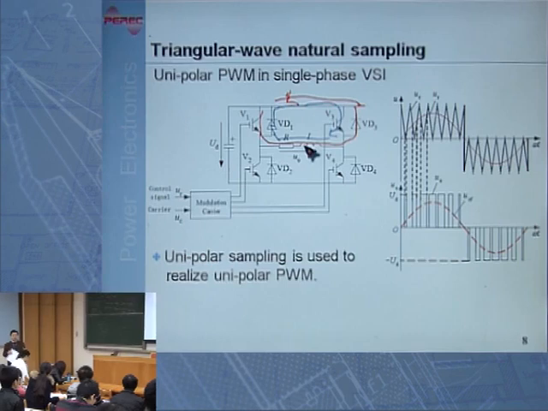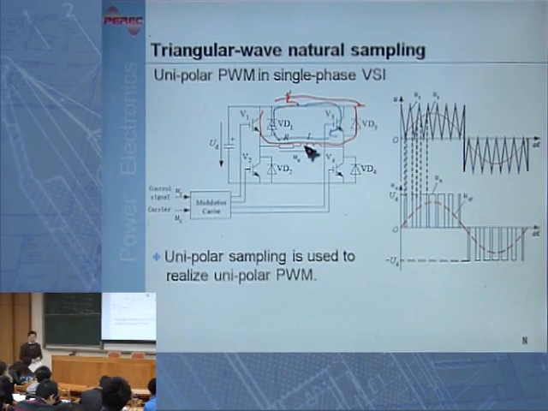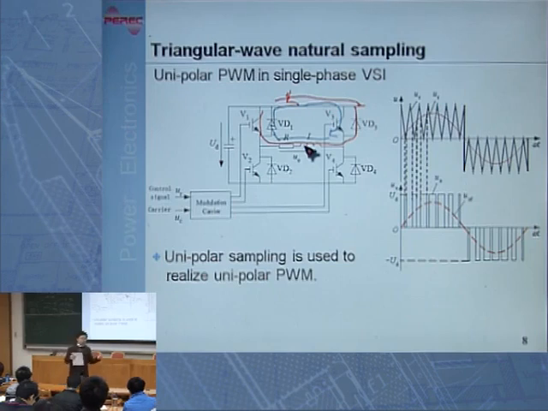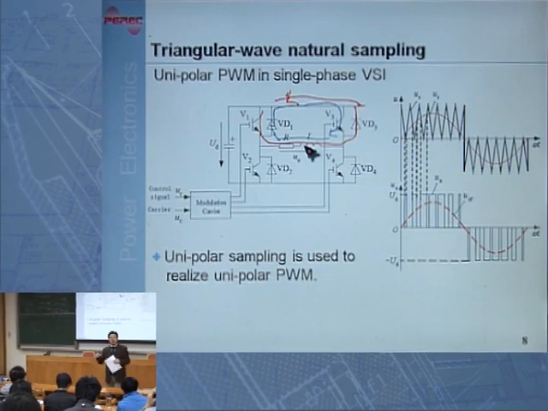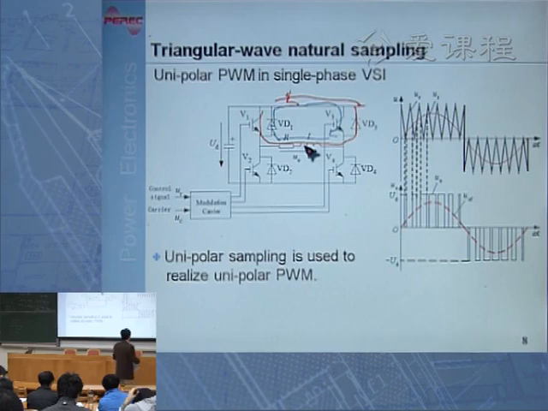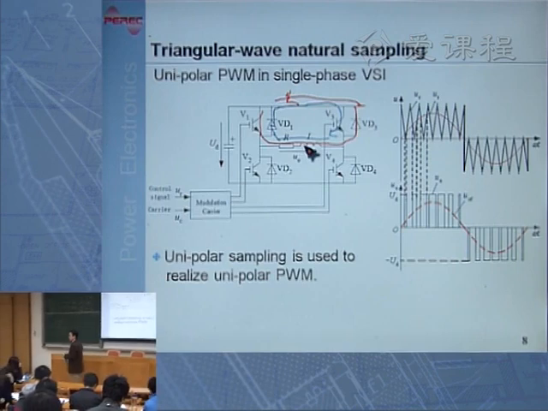In the control circuit, how do we implement this idea? To turn on V1, V4, or V2, V3, any one of these. In the control circuit, how do we implement the control of the four power semiconductor devices so that we can generate the PWM output voltage we want?